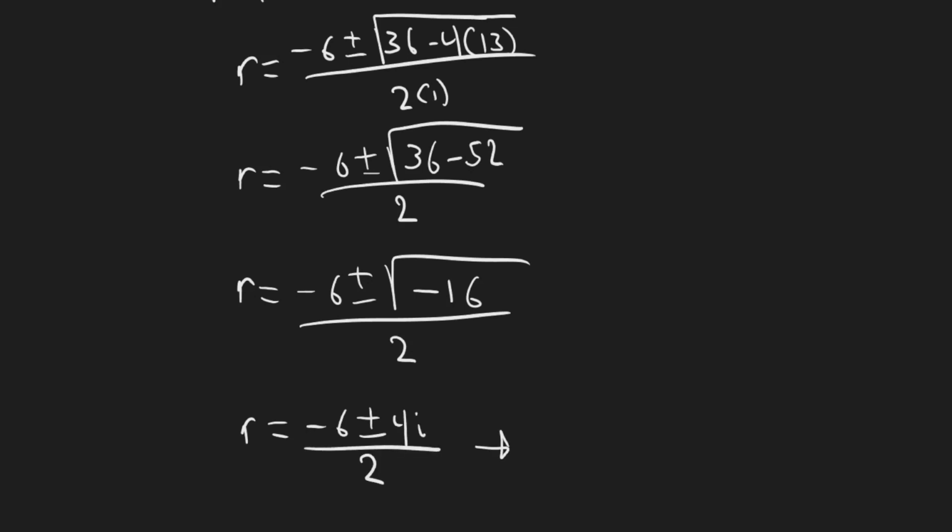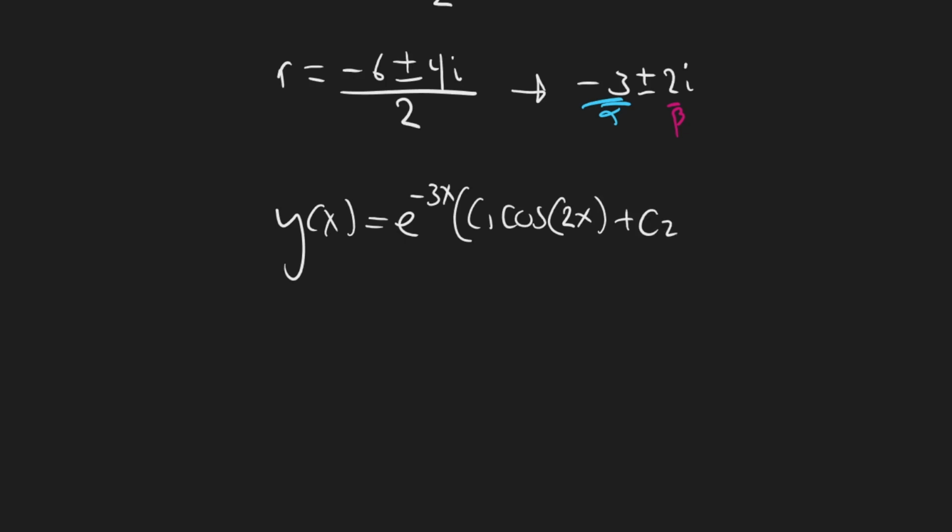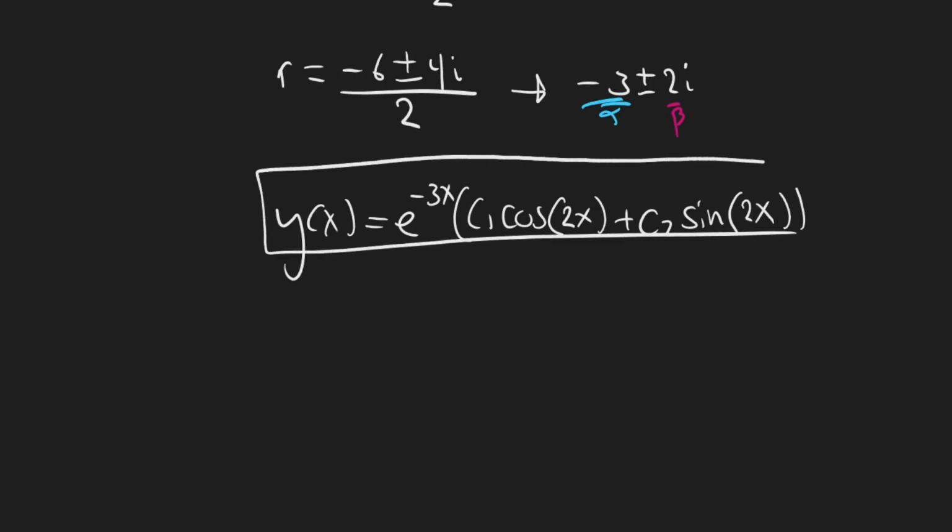Divide everything by 2, and we're left with negative 3 plus or minus 2i, where this term right here is what we call alpha, and this is what we call beta. Okay, so let's write out our final answer here. y of x equals e to the alpha x, so negative 3 times x, c1 cosine of beta x, so this is going to be 2x, plus c2 sine of beta x, so that's going to be 2 times x. And boom, that's it. That's our final answer.